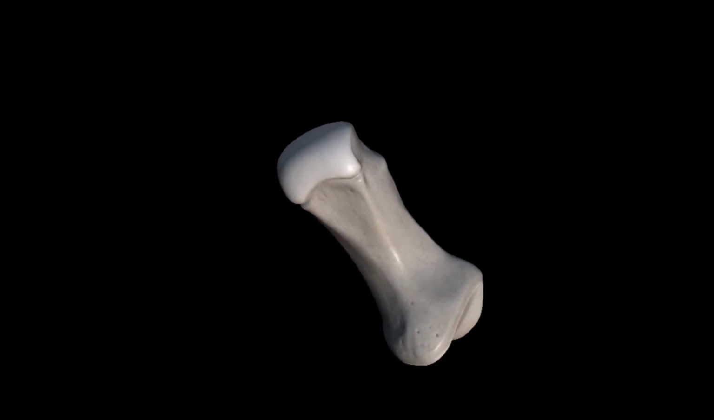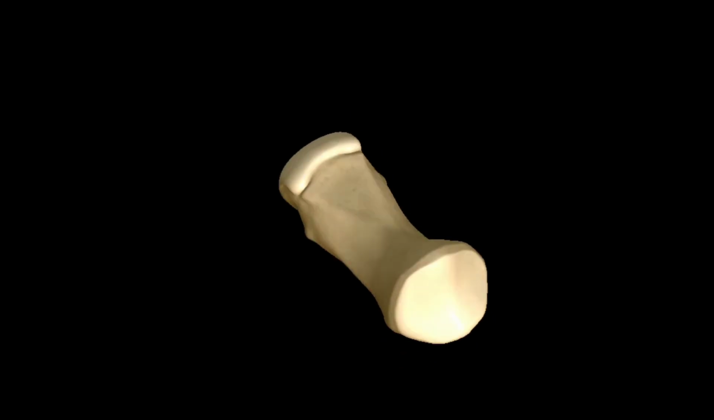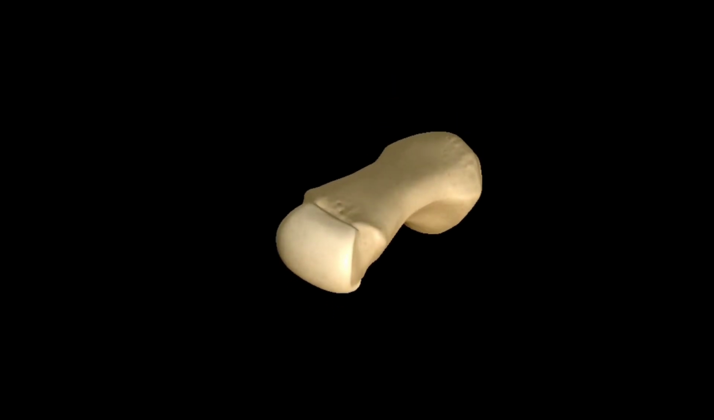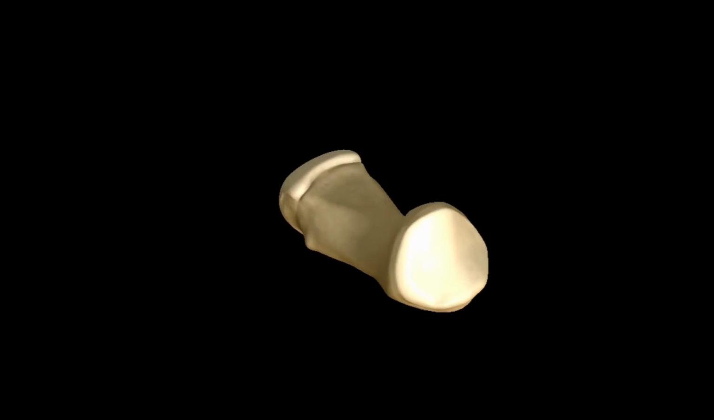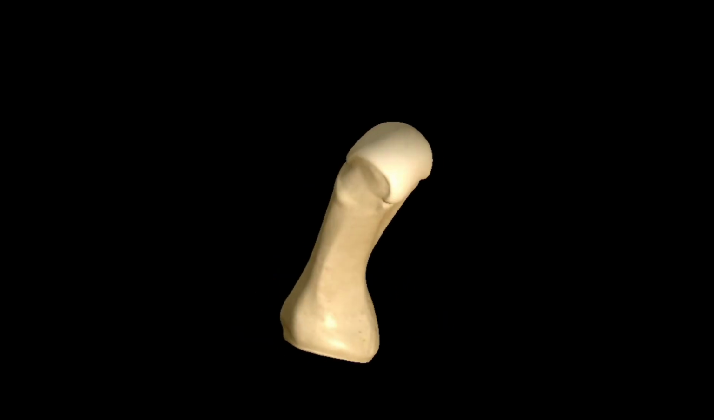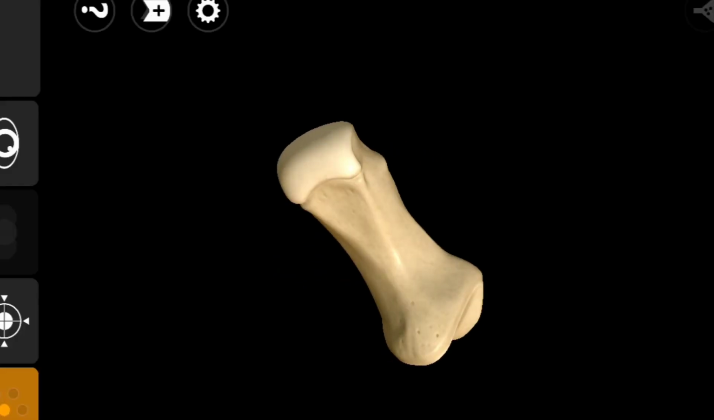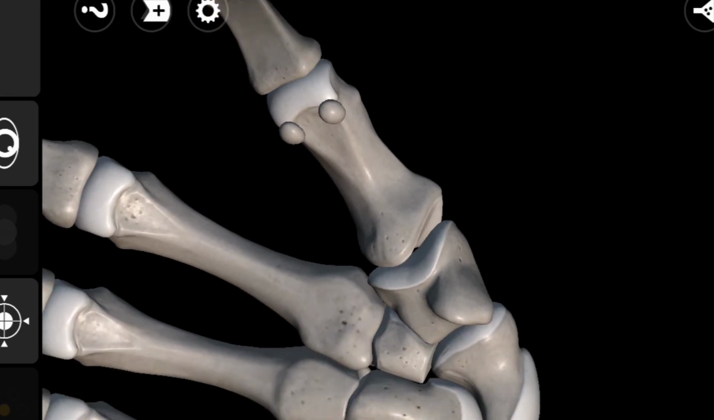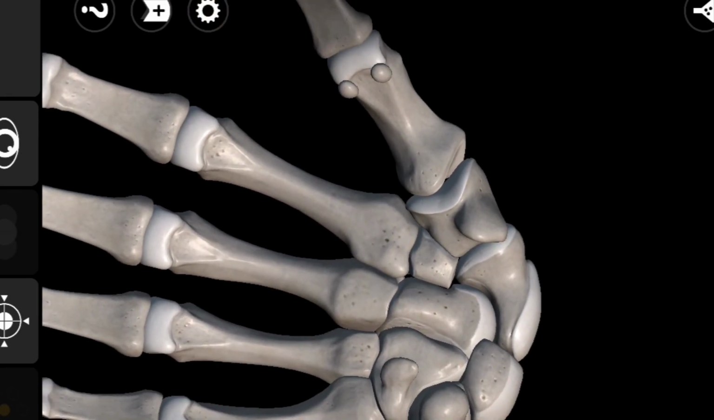Anteriorly it looks like this, posteriorly, laterally, medially, superiorly, and inferiorly. This is the first or thumb metacarpal.